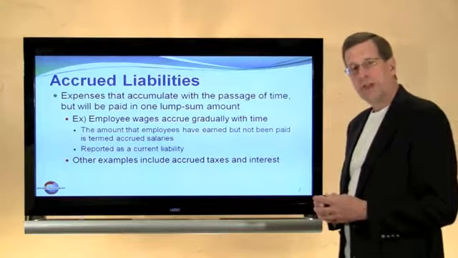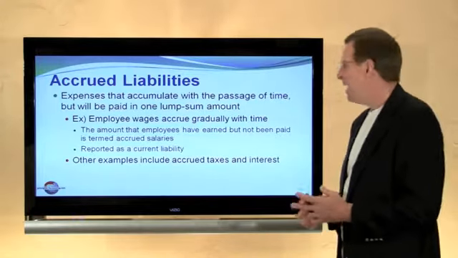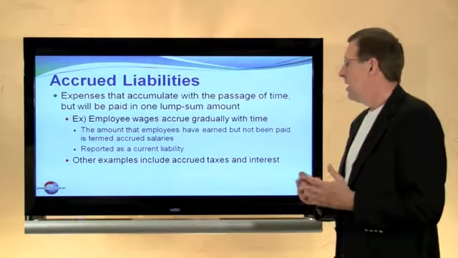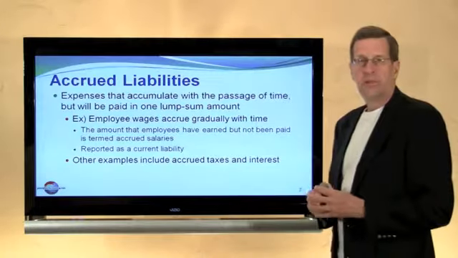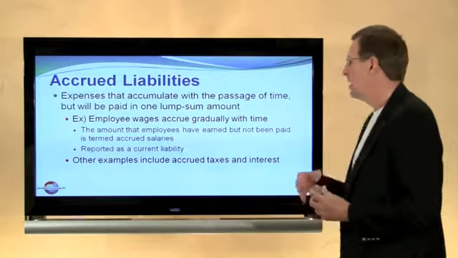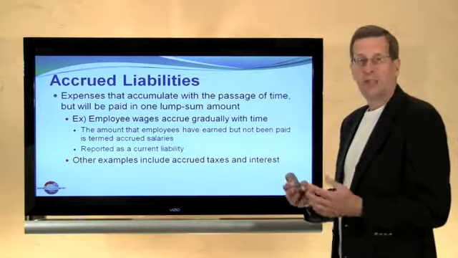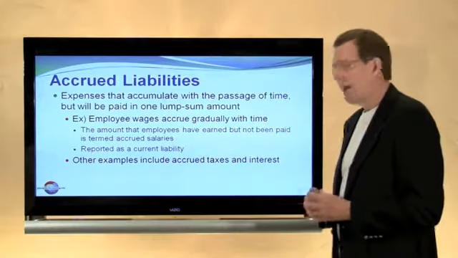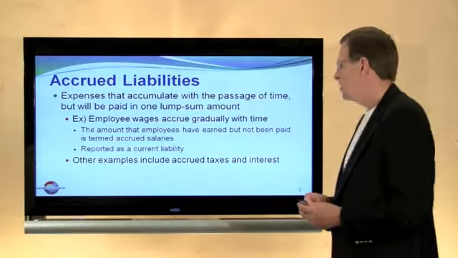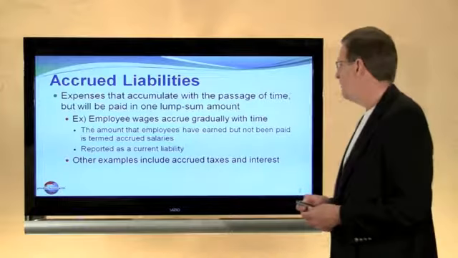Accrued liabilities are another example of current liabilities. These are expenses that accumulate with the passage of time but will be paid in one lump sum amount in the future. An example would be wages that are due to employees. These accumulate each day or accrue each day as employees work for us. The amount that's owed to the employees at any point in time would be shown as an accrued liability, wages payable, reported in the current liability section. When paid, of course, the liability would be removed from the books. Taxes and interest are other items that are often shown as an accruing liability amount.